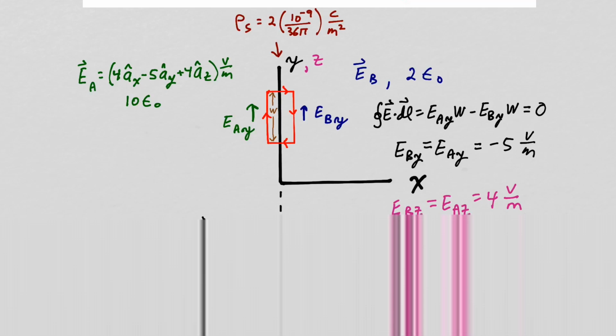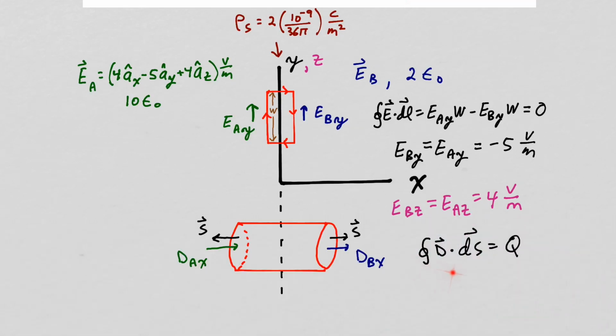We will now apply Gauss's law. Along the side, the integral of D dot dS will be 0 because whatever electric flux enters exits. So there's no net flux leaving the side of our Gaussian surface. The integral of D dot dS on the right surface is D sub bx times S, and on the left surface it's minus D sub ax times S because of the opposite directions.